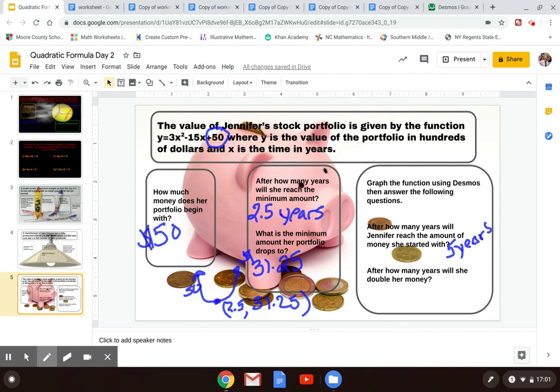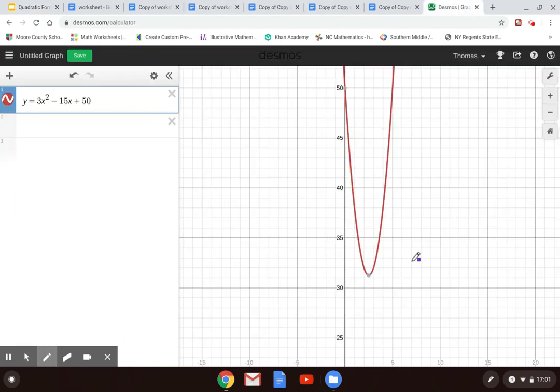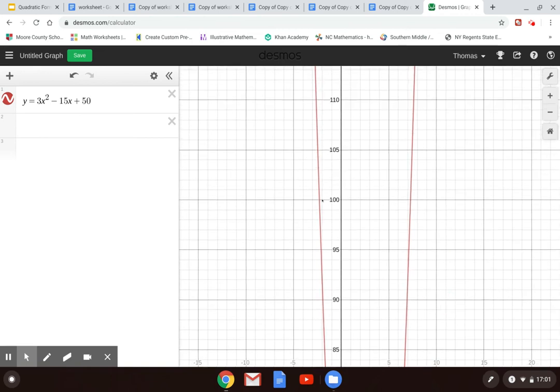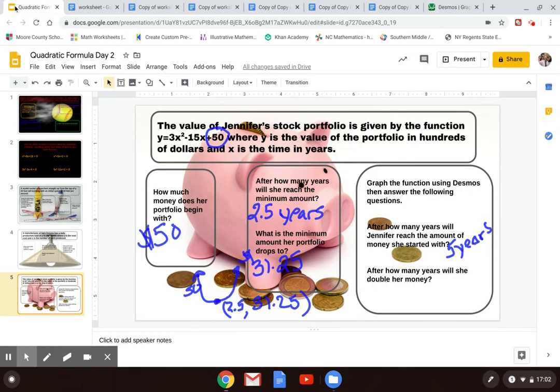And then after how many years will she double her money? I can read this off my graph. Initially she had $50, which means if she doubles 50, that's going to be 100. Let me move my graph. Here I am at $100 right over here. Like I showed you before, you can just click on there and it gives you an idea. It says 7.29, and that's where she's going to have the 100. Of course, these are approximations. So what I would probably write for my answer is, after how many years will she double her money? I would say approximately 7.5, because it was 7.29, so I would just round up to 7.5.